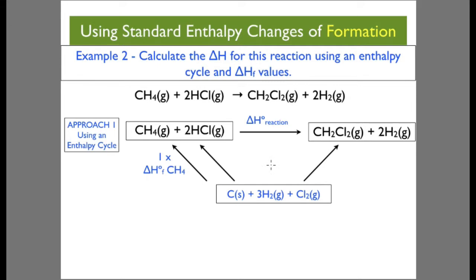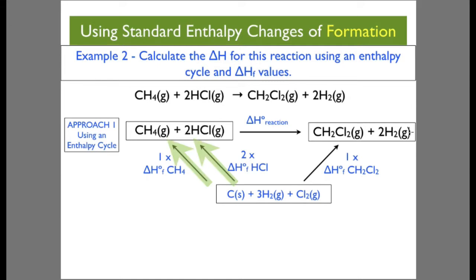We can see that we have to look at the enthalpy formation of methane, and there's one of them, so just times 1. Then the enthalpy formation of hydrochloric acid, there's 2 of them, so it'll be enthalpy formation of hydrochloric acid times 2. We've obviously got the enthalpy change of the reaction going here. And with this side, we've got the enthalpy formation of dichloromethane, and hydrogen is already in its standard state, so we don't need to include that.